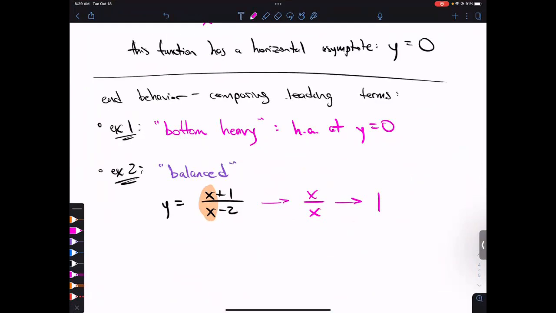So what if this had been 3x minus 2 on the bottom? What would that change? Now the leading term is x over 3x. And when you reduce that, what do you get? 1 over 3, when you cancel the x's.